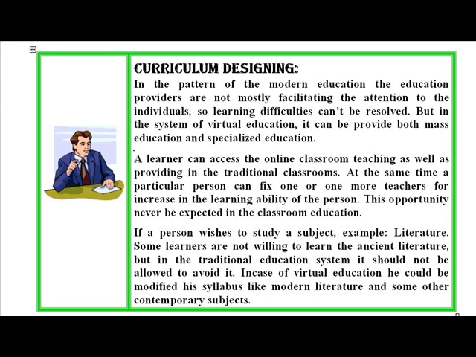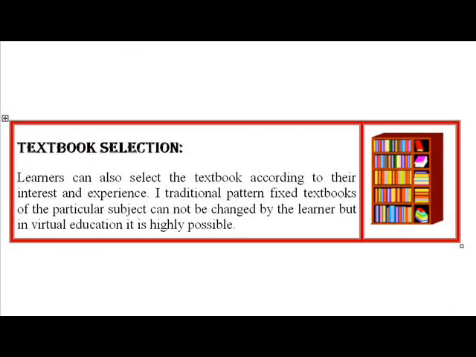If a person wishes to study a subject, for example literature, some learners are not willing to learn ancient literature, but in the traditional education system, they are not allowed to avoid it. In virtual education, he can modify his syllabus, like modern literature and other contemporary subjects. Textbook selection. Learners can also select the textbook according to their interest and experience. In the traditional pattern, fixed textbooks of a particular subject cannot be changed by the learner, but in virtual education it is highly possible.